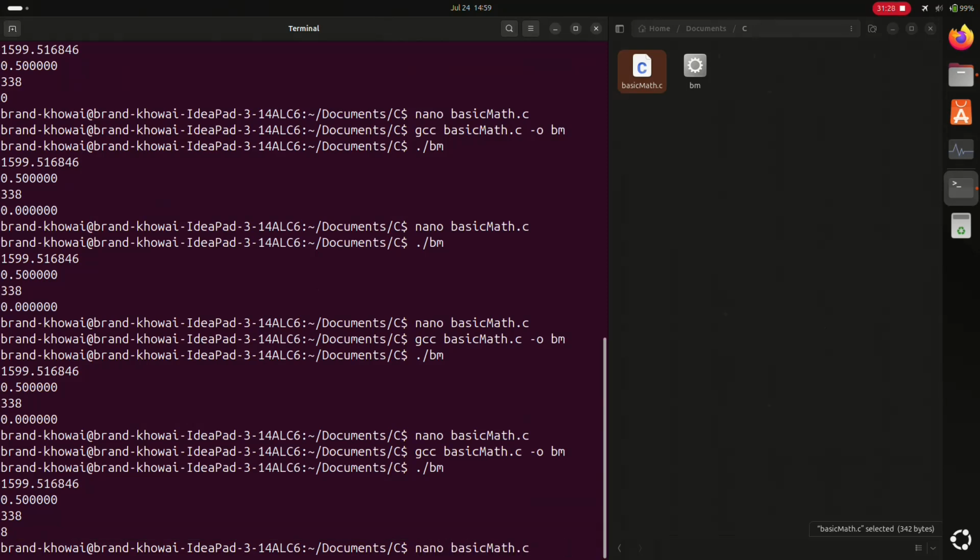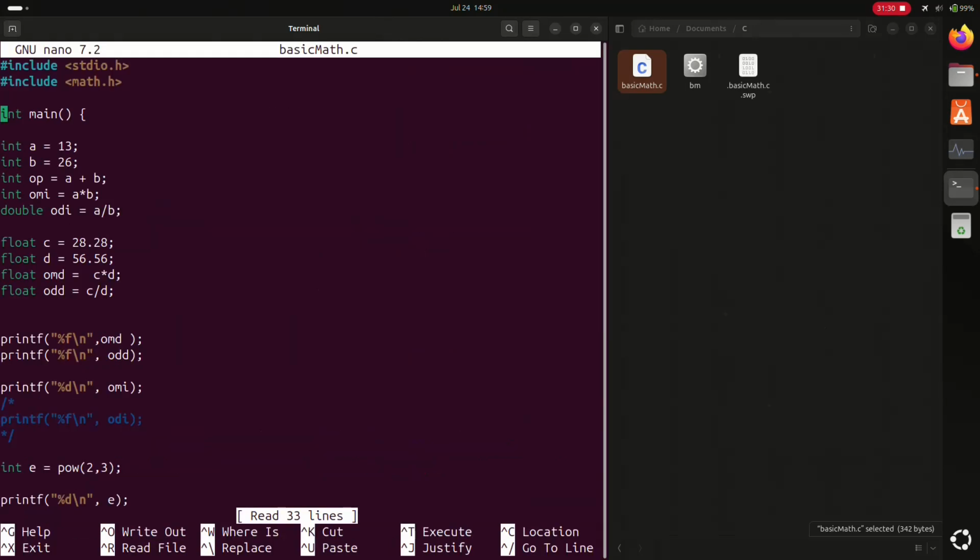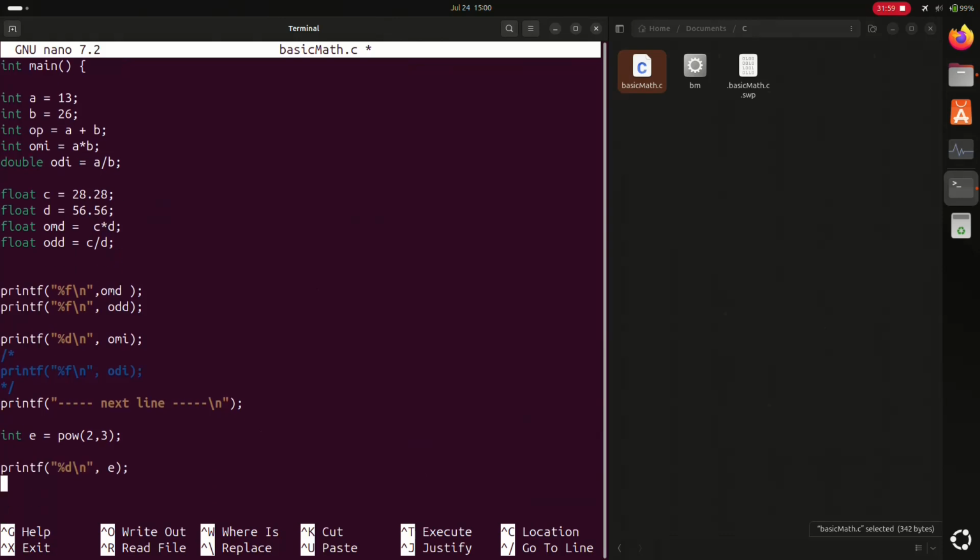So again, if we get into our code, before this we write a printf with a new line, something like 1 2 3 4 5, then backslash n. Yes, that'll be fine. It would separate both outputs.